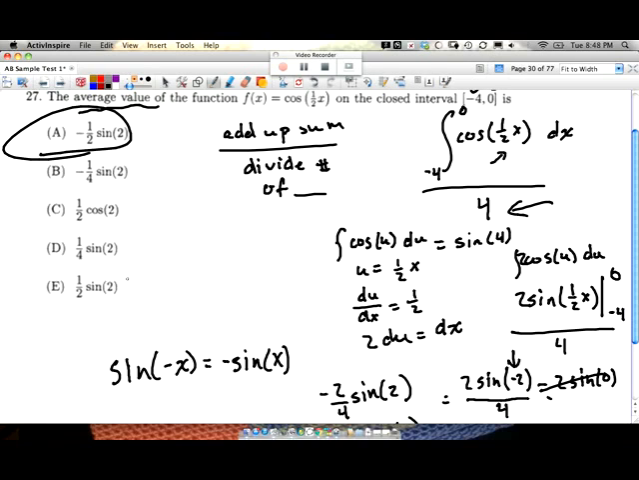But a very close second would have been E, with this negative. That's a tricky one. Very tricky, tricky, tricky. Alright, so that's that.